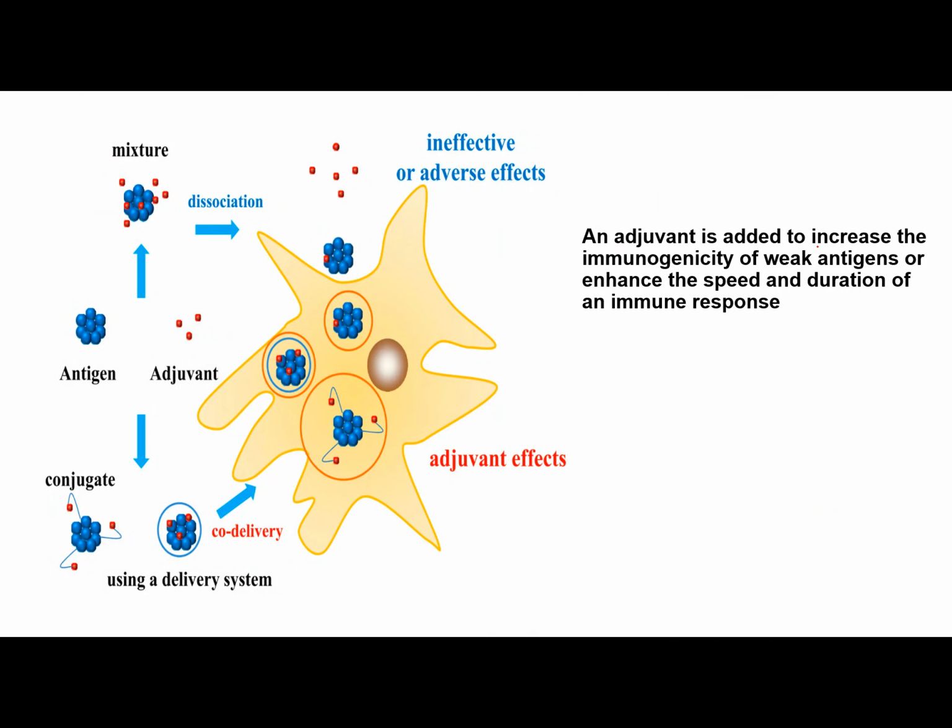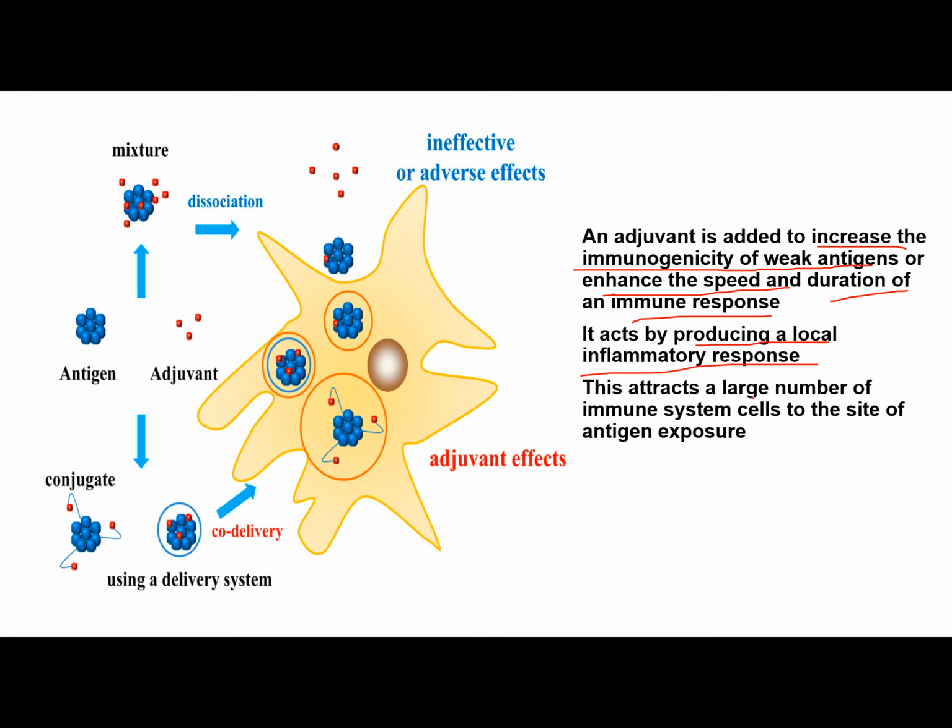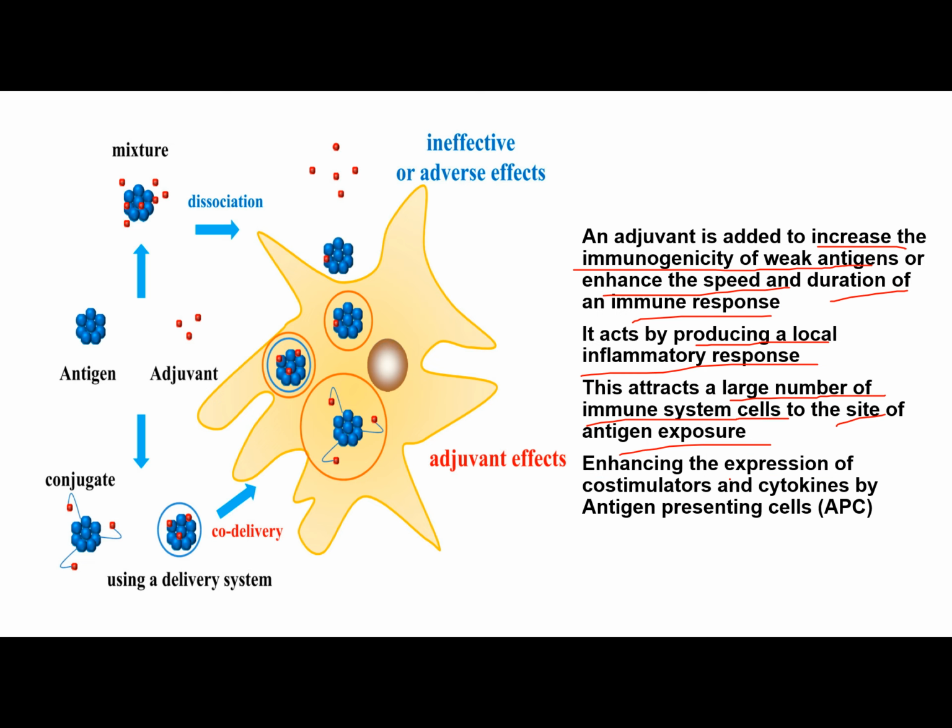Now, an adjuvant is added to increase the immunogenicity of weak antigens or enhance the speed and duration of an immune response. It acts by producing a local inflammatory response, which would attract a large number of immune system cells to the site of antigen exposure. It enhances the expression of co-stimulators and cytokines by antigen presenting cells.